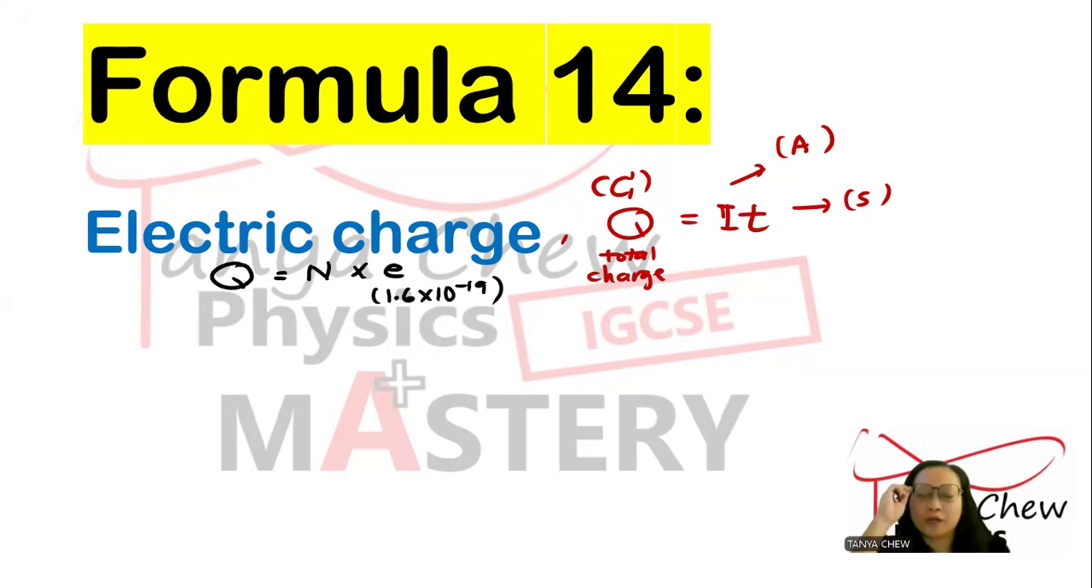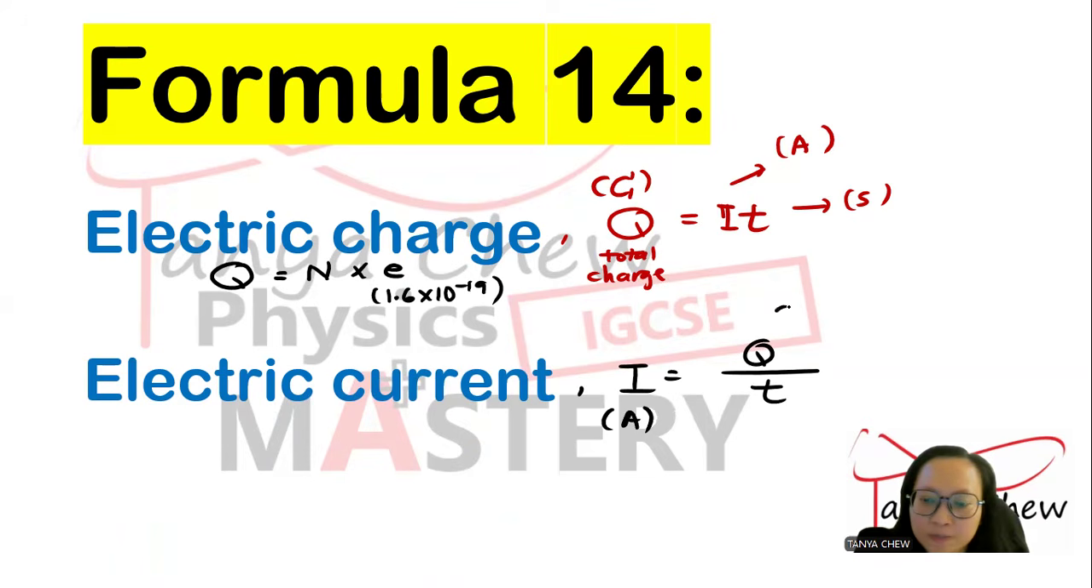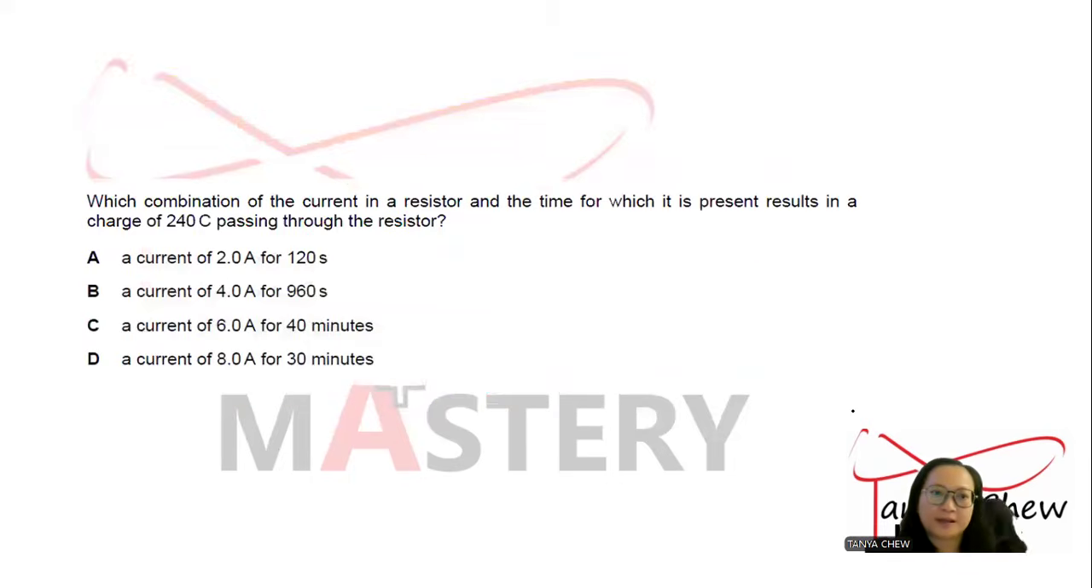That is how you calculate your total charge, right? And electric current, you just invert it. I is equal to Q over T. Current is measured in ampere, charge is measured in coulomb, and time is measured in second. That's all. Now, let us look at one of the past year questions here.